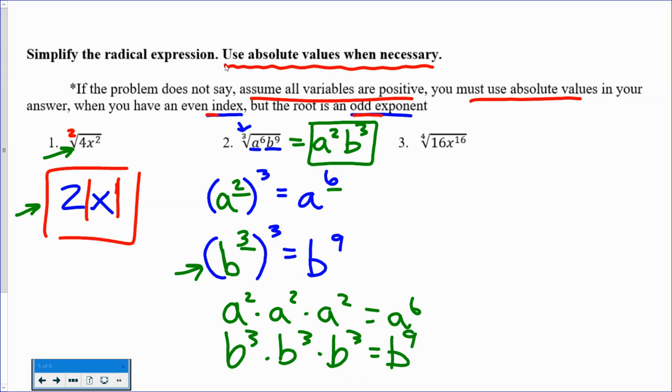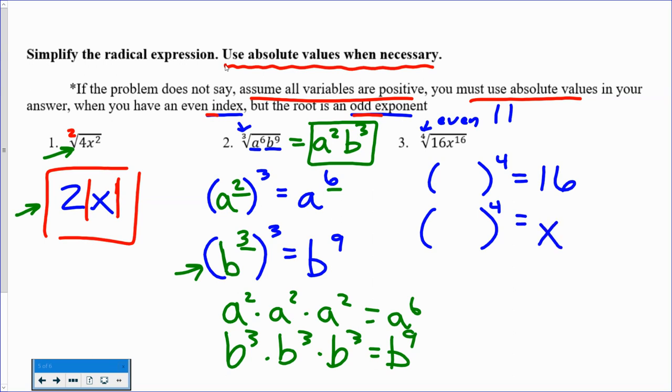Okay, number 3. All right, I have an even index, so I might have to worry about it. So we'll keep that in mind. Maybe just throw absolute values on the side, or I don't know what you want to do. Make a note before you're done. Okay, I'm dealing with the 4th root, so be very careful with this, because I have a lot of students that want to take the square root of 16, they'll say it's 4. But I'm taking the 4th root, so that means what to the 4th power gives me 16, and also what to the 4th power gives me x to the 16th.